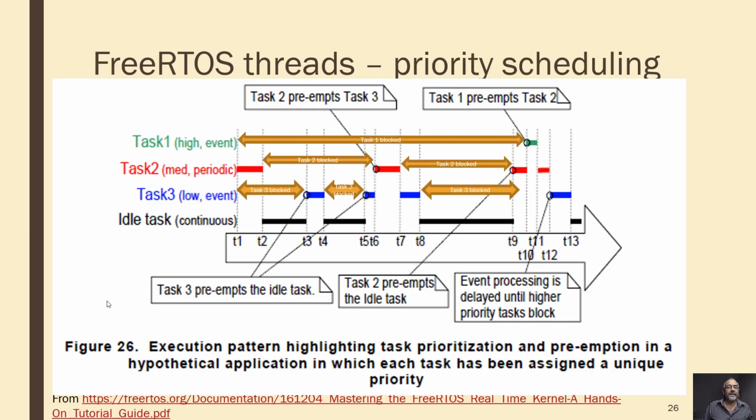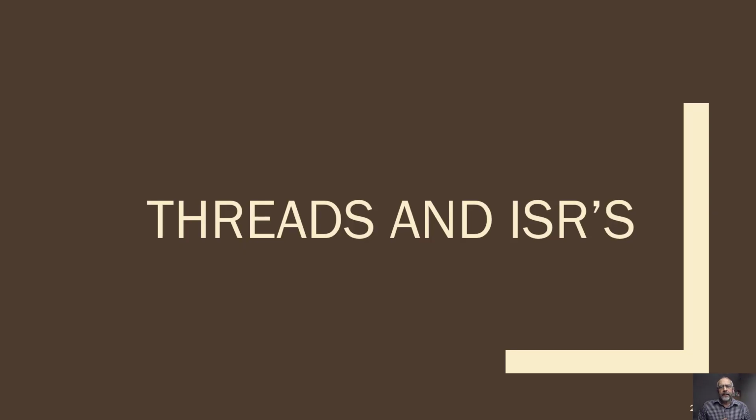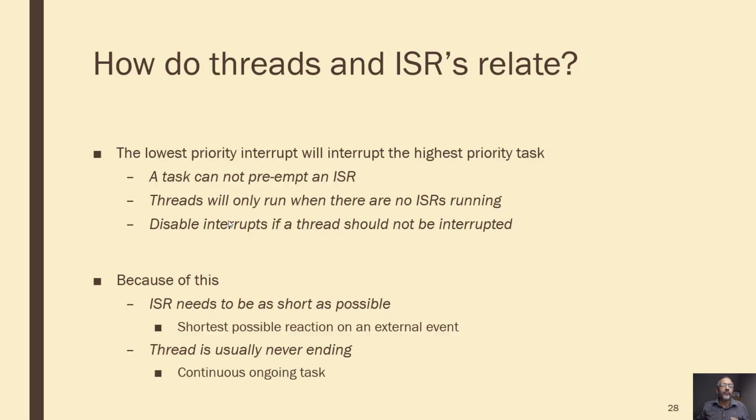And between threads of different priority, like in this example, always the one that is ready and has the highest priority, that one will run. You have seen ISRs, interrupt service routines, earlier in this course on embedded systems. Now we also have threads, so the question is how do these two interact and how do we make them work together?